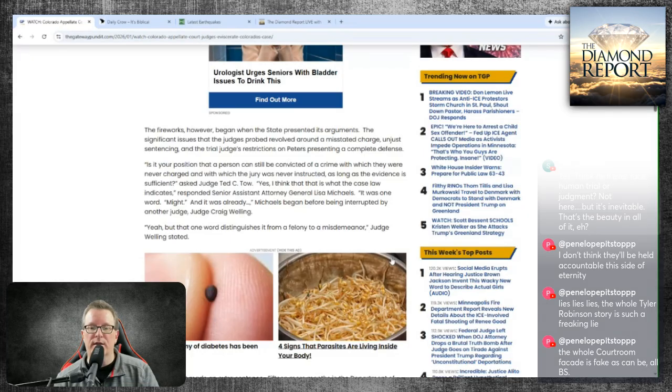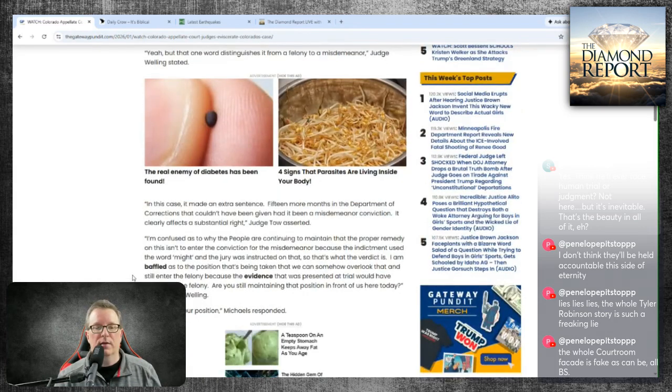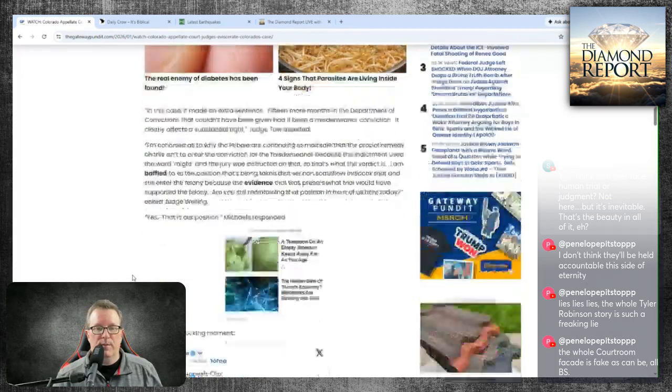Yes, I think that's what the case law indicates, responded Senior Assistant Attorney General Lisa Michaels. It was one word, "might," and it was already... Michaels began before being interrupted by another judge, Judge Craig Welling. Yeah, but that one word distinguishes it from a felony to a misdemeanor, Judge Welling stated. So yeah, there was some back and forth here.